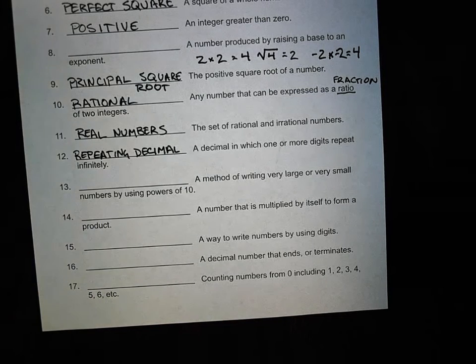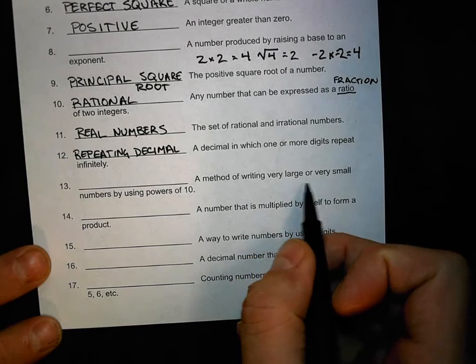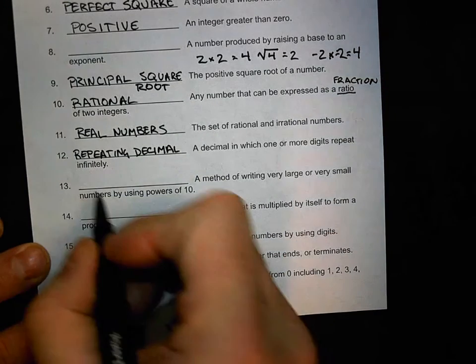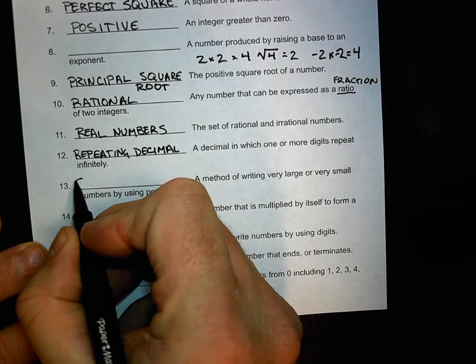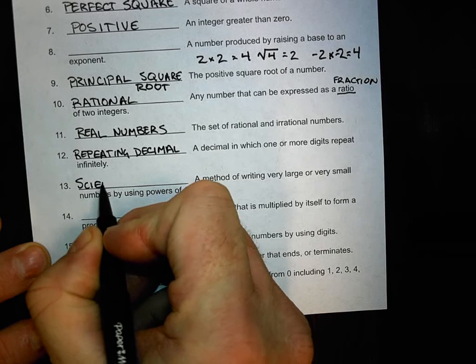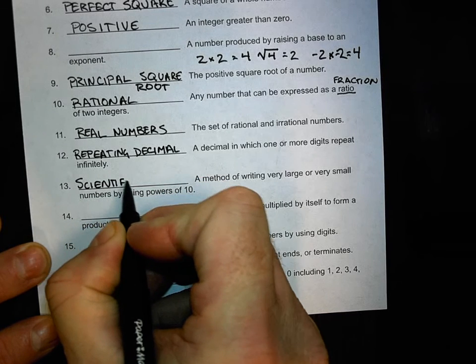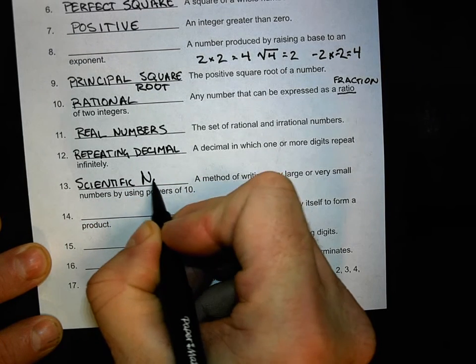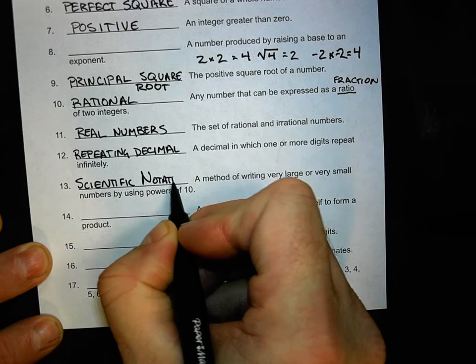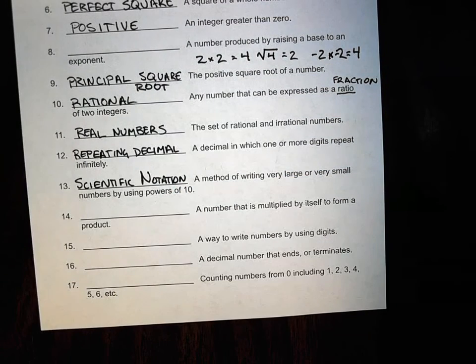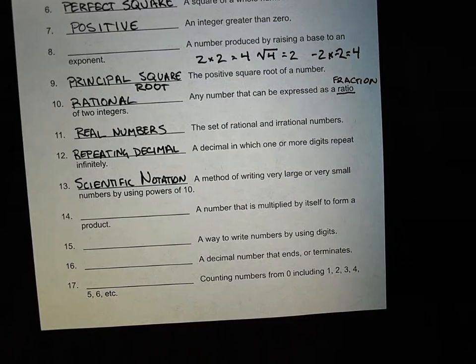Okay? A method of writing very large or very small numbers by using the powers of tens, this one you're not going to know, is called scientific notation. You've heard it? You will have to do that this year for 8th grade science, and you'll be tested on it. It's one of those subjects that will come up in here and in science. Why is that? Because it's scientific notation.